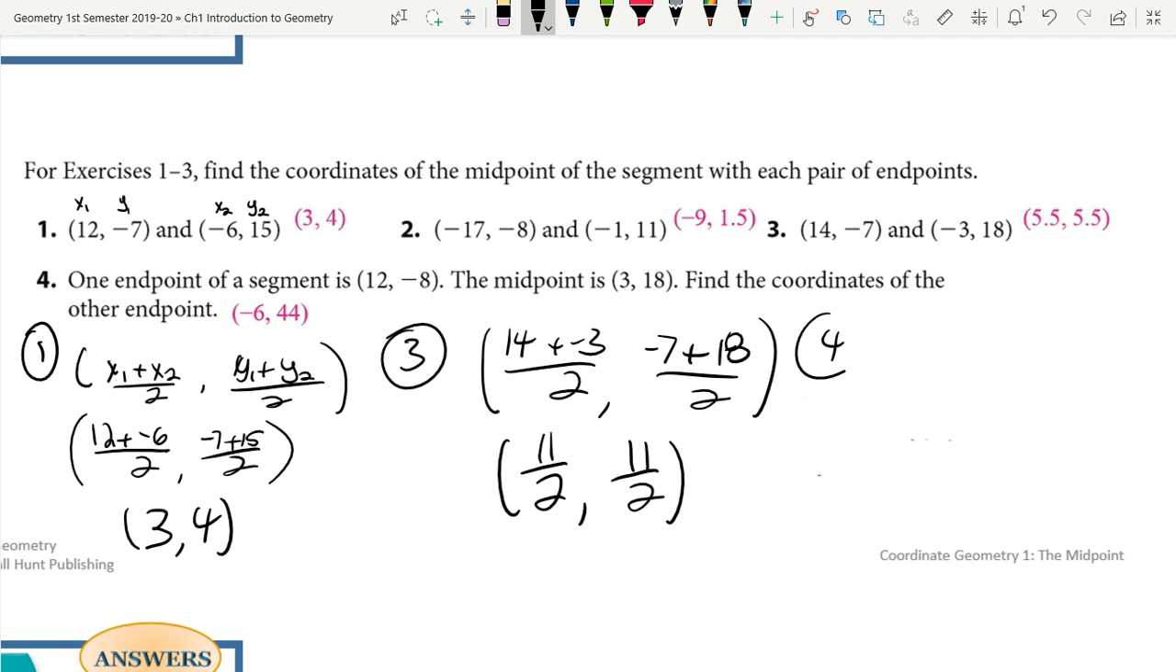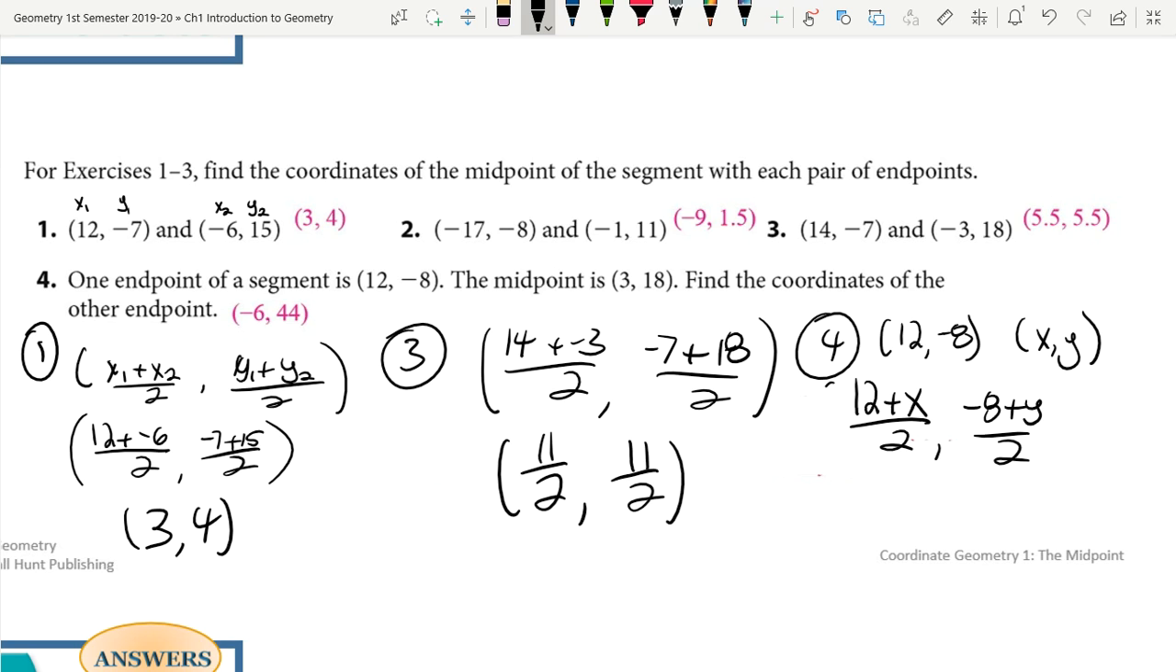And finally, number 4 says one endpoint of a segment is (12, -8), and the midpoint is (3, 18). Find the coordinates of the other endpoint. So if one endpoint is (12, -8), then what we're trying to find is the other endpoint. We'll just call it (x, y). So we know that for a midpoint, 12 plus x divided by 2 and -8 plus y divided by 2 would give us our midpoint if we only knew what x and y were.